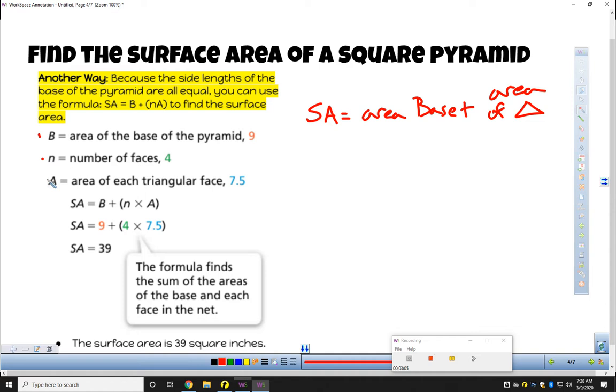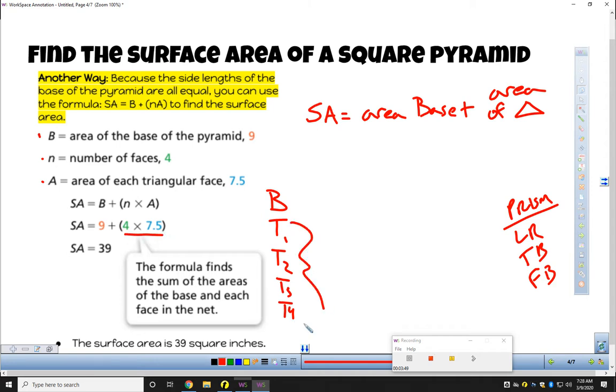So the way I kind of think of it, right, when we were doing prisms, you'll remember that we did left and right, top and bottom, front and back, or however many of those faces we needed. Here, I might say that I would have the base, and then depending on what was going on, I would probably number my triangles as a nice intermediary. In a square pyramid, knowing that all of my triangles will all have an equal area.